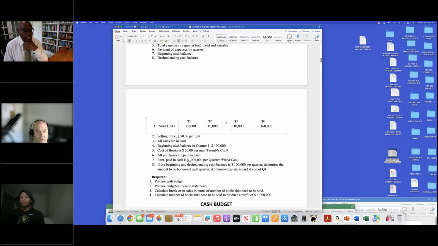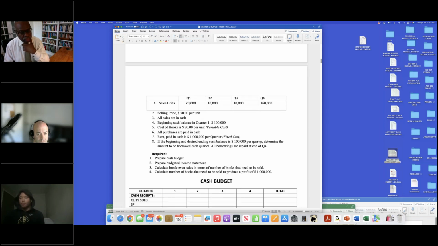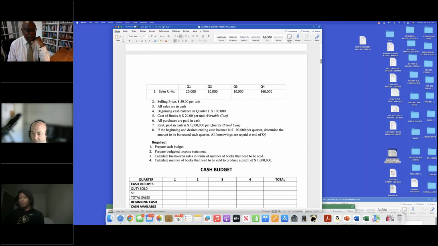Let's assume that the selling price is $50, all sales in cash. Our beginning cash balance is 100,000. The books cost $20 each. That's the variable cost. All our purchases are paid in cash, and the rent paid in cash is $1,000,000. So we pay that every quarter. The beginning inventory is 100 and the desired ending inventory is 100. When you're running a business, you've got to have your bank account at a certain level. So let's see what happens in this example in the first quarter.